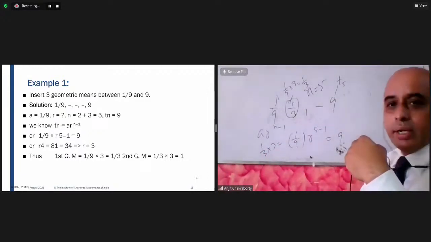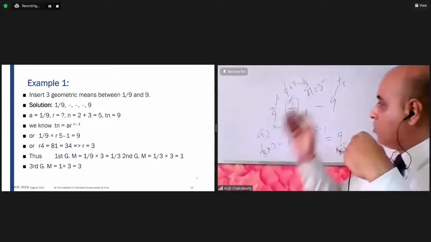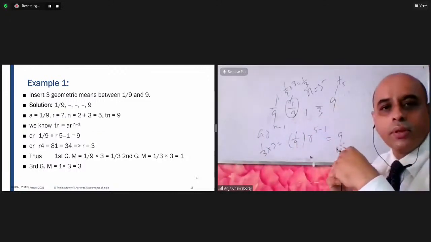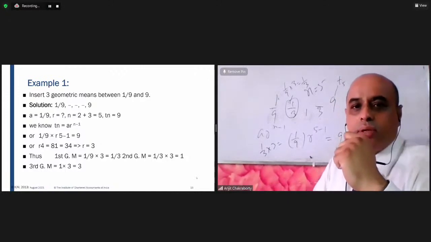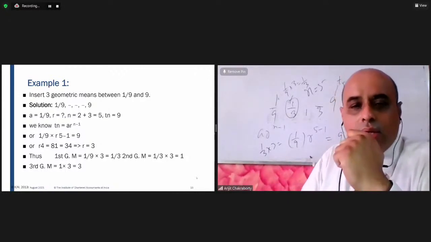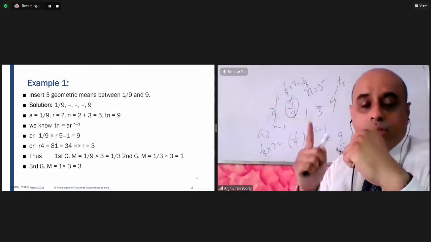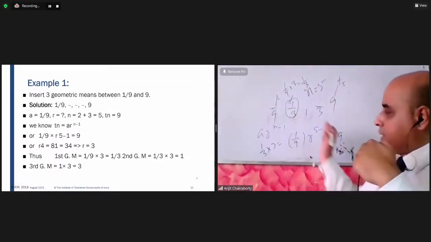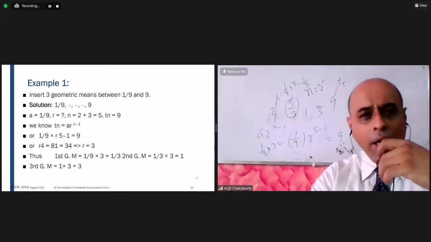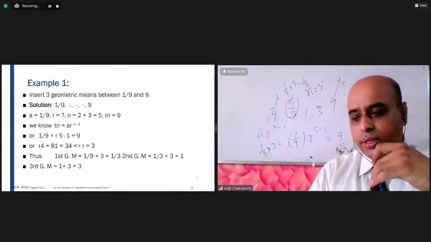And then the next number which you see, that is the third GM, will be 1 into 3, that is 3. So the 3 geometric means which we are inserting between 1 by 9 and 9, we have found out. Here the common ratio is 3, and we are using the simple formula tn equal to a into r to the power n minus 1. This is how we are able to solve this problem. I hope it's clear, and we are not only looking at the slides, but also I'm sure we can check this. Yes, many of you have got it correct. Okay.